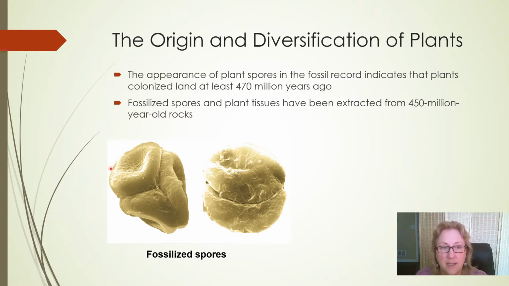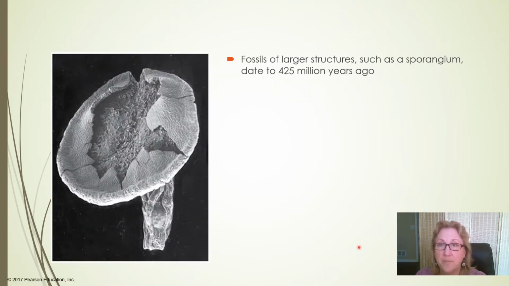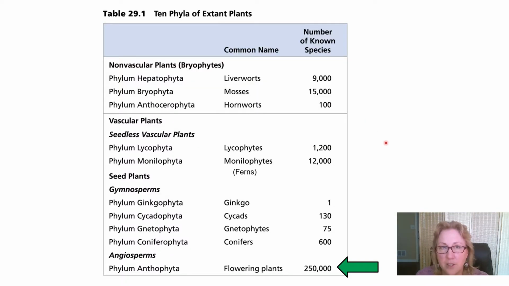So this indicates that by this point, plants were on land producing spores, haploid spores. Remember, these are the haploid spores that are going to grow into gametophytes. And here's what those spores would have been released from. A sporangium is what spores are released from, and this particular fossil is a little bit younger than the fossils of the spores themselves. Let's just look at the variety of plants that exist today.